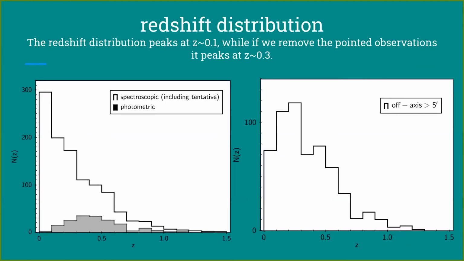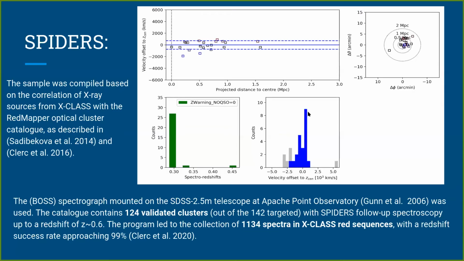And this is the Redshift distribution of the sample. It peaks at 0.1 because we have a lot of pointed observations. And when I say pointed observations, I mean observations where the targets are bright nearby clusters. So if we exclude those and get only the serendipitously detected clusters, we get this Redshift distribution, which peaks at a redshift of 0.3, which is normal for a cluster survey.